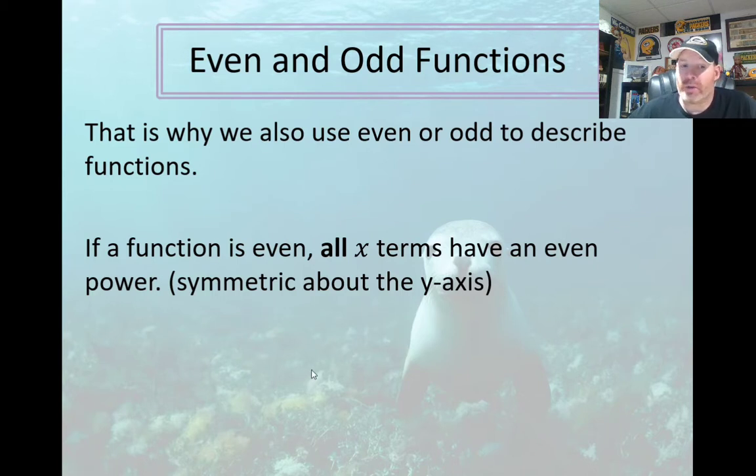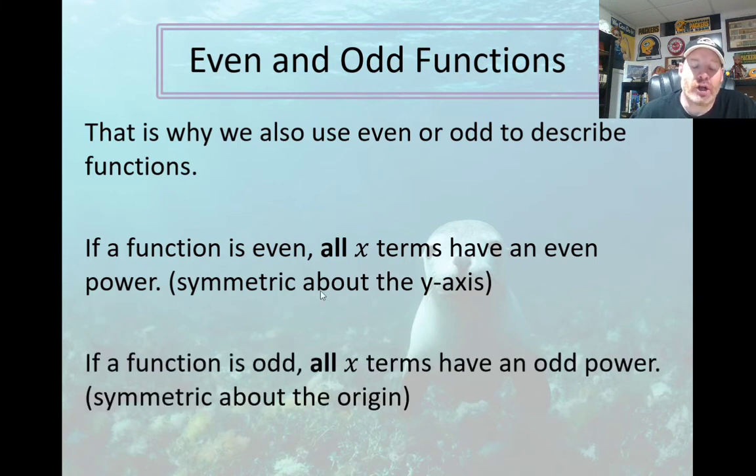To determine whether a function is even, all of the x terms have to have an even power. If they don't all have an even power, then it's not even. To be odd means all of the powers on the x's are odd. Again, even is symmetric about the y-axis, odd is symmetric about the origin. So we're going to put this to the test and determine just from the equation whether or not a function is even or odd, meaning whether or not it's symmetric about the y-axis or the origin.